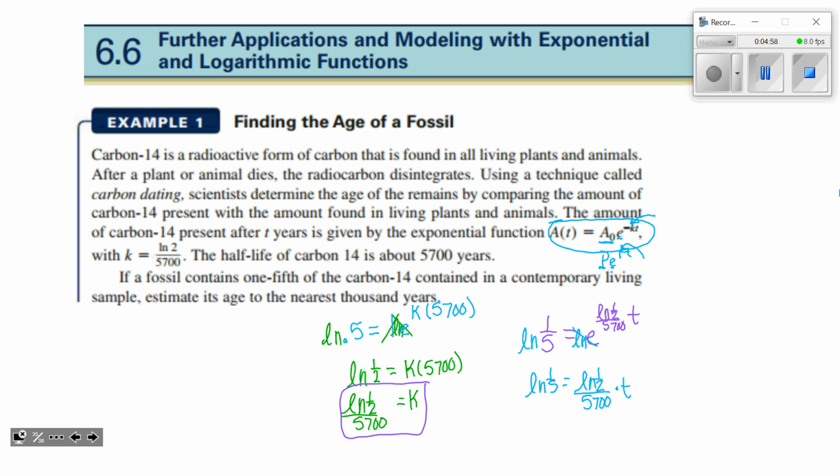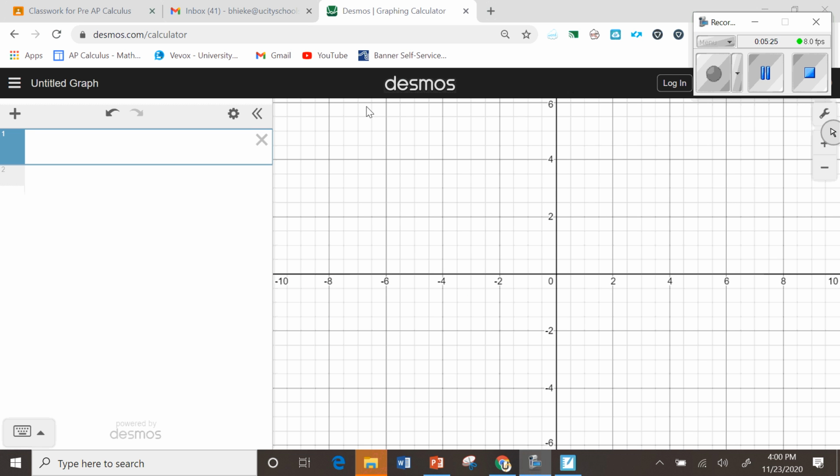So what I'm going to do is divide this off. Keep in mind when you divide with a fraction, it's going to flip. So this becomes 5,700 times ln of 1/5 divided by ln of 1/2. And that is t. So we're going to go back to Desmos and see what number we get. Because it does say round to the nearest 1,000 years.